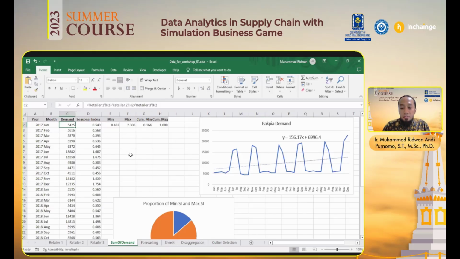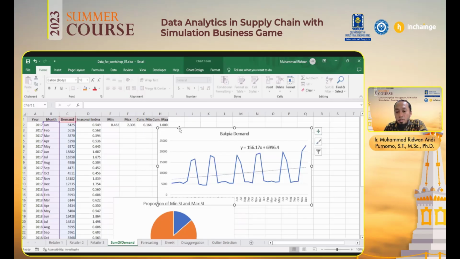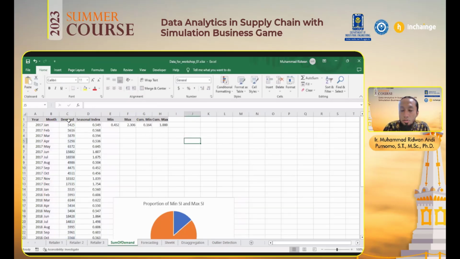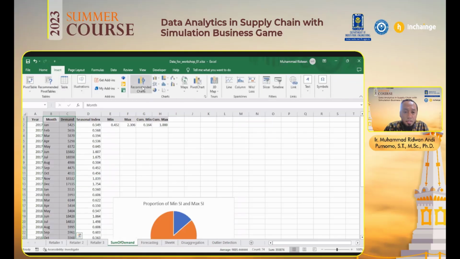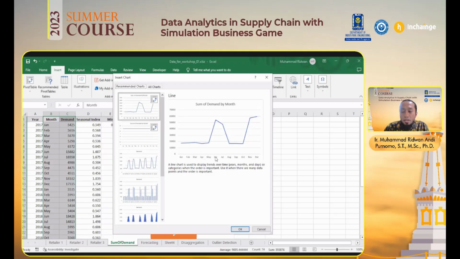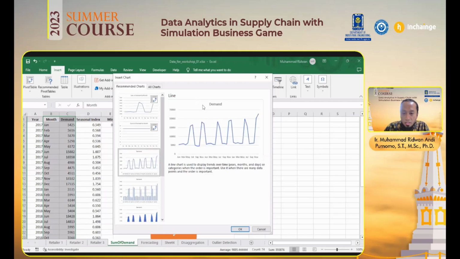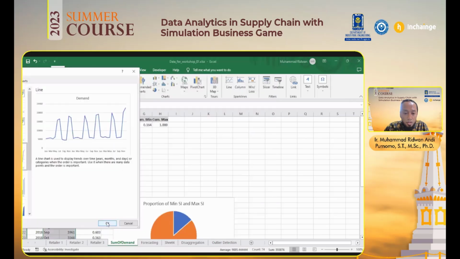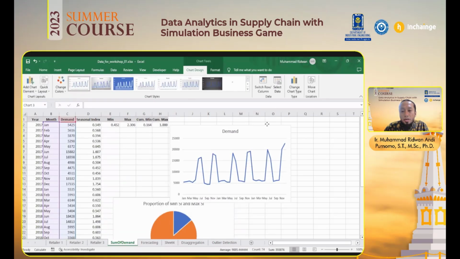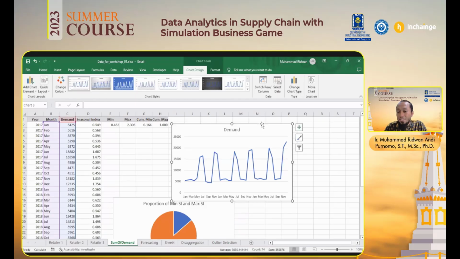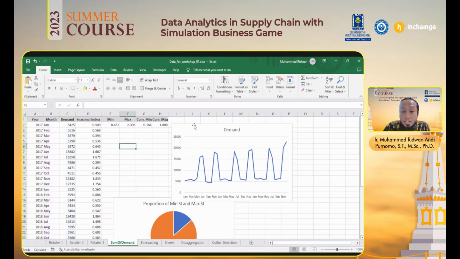After that, if the manager wants to know the trend of the demand, let me show you how to plot the demand. We just block it, like this, and after that from Insert we can simply go to Recommended Charts. Then we select the recommended chart, this one, and then we click OK. Then we got this graph. We already visualize the demand of the bakpia in aggregate.